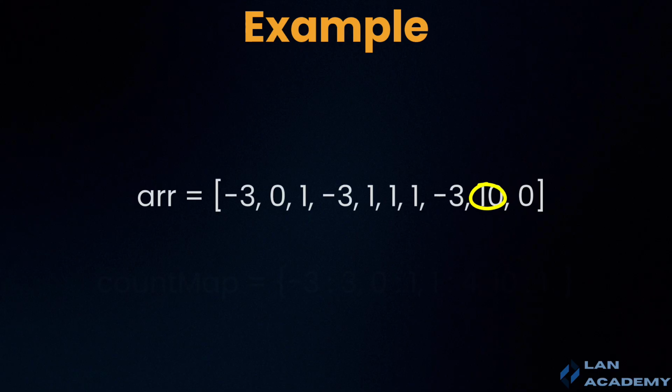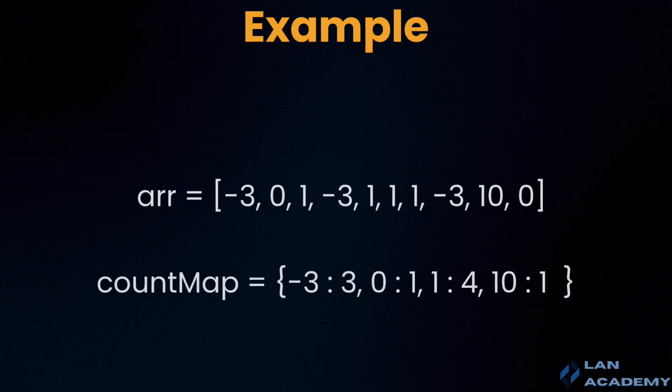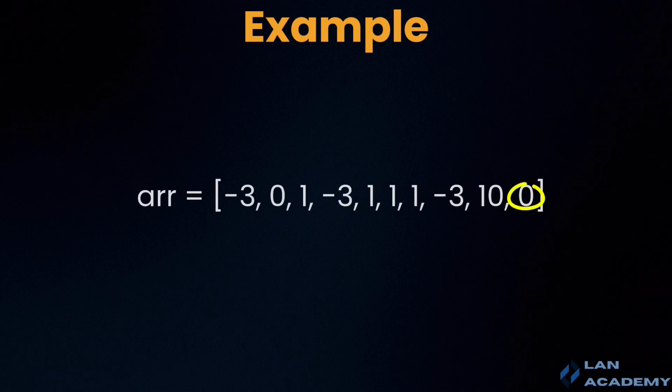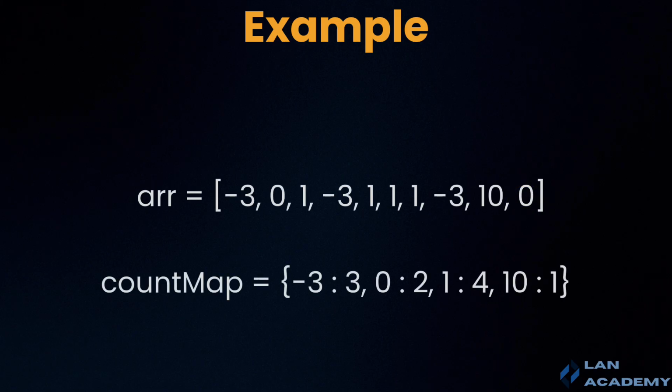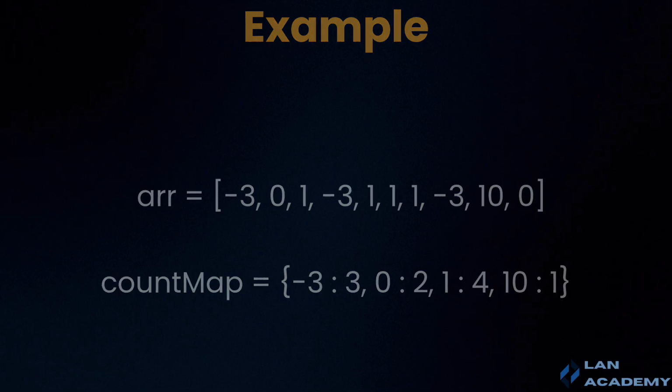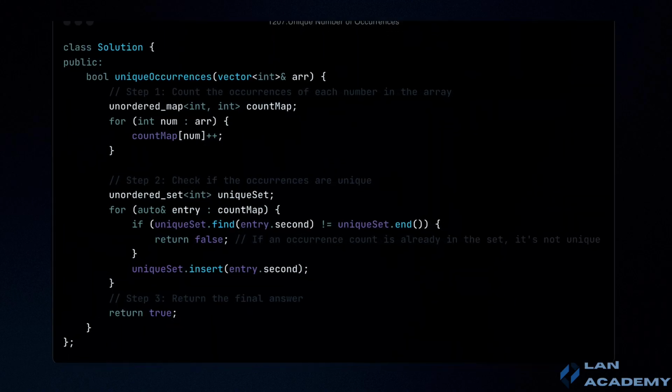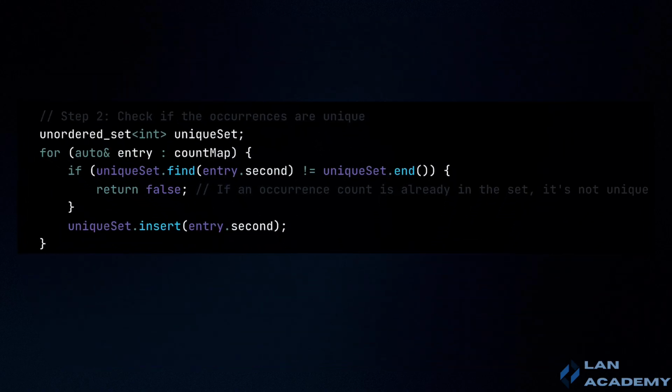Next, I find the 10. I now say in count map that -3 appeared 3 times, 0 appeared once, 1 appeared 4 times, and 10 appeared once. And on the final position, I find another 0. So my final answer is that -3 appeared 3 times, 0 appeared twice, 1 appeared 4 times, and 10 appeared once. So now that I determined count map, I can move on to the next step.